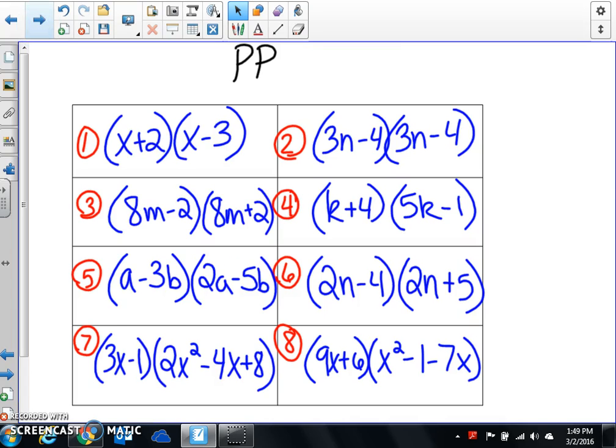Here are your practice problems. You need to complete all 8, and then remember, if you're part of that green group, I need to see before design time. I need to see your practice problems.